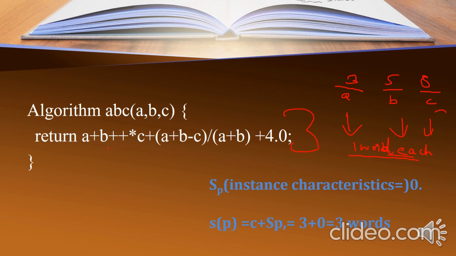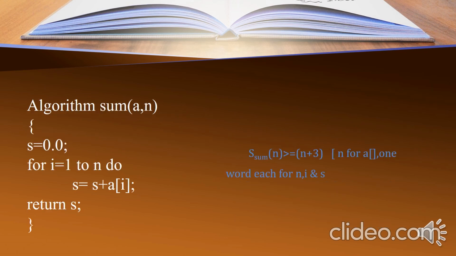Okay. So this is a fixed part and this is a variable part. There is no variable part in the program. Next, I am going to consider one more example, sum of A, n. Here I am going to find the sum of array elements.